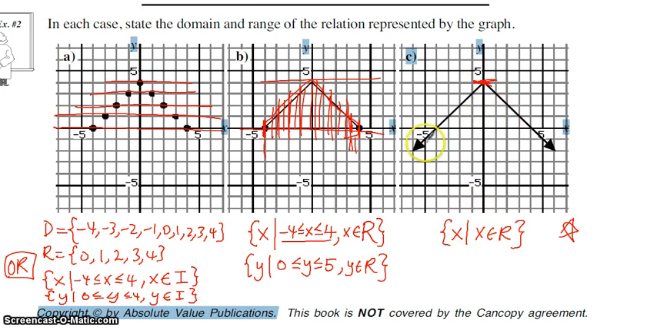So how high does it go? This graph goes as high as 4. How low does it go? It goes forever, negative infinity. So you can write it this way: y less than or equal to 4. And then you can write that as well.